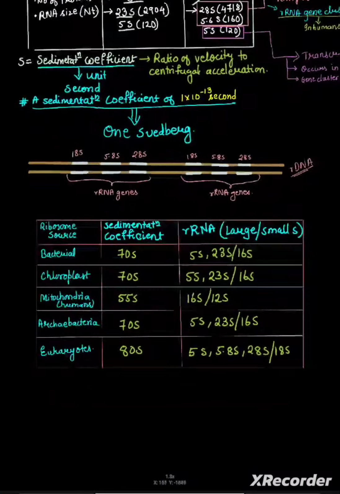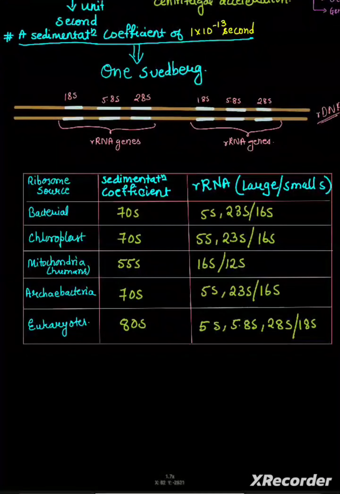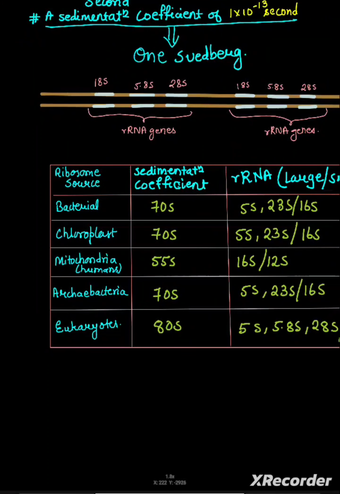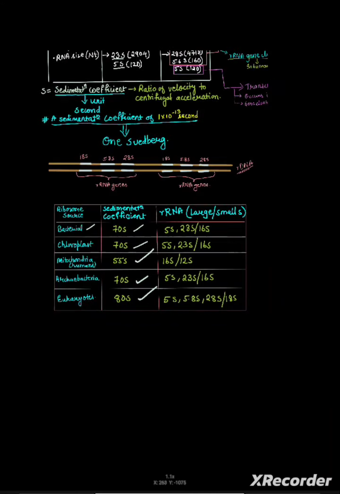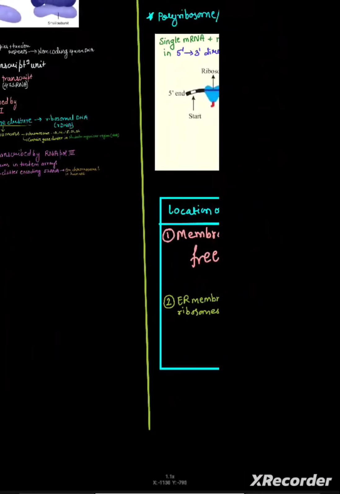Moving ahead, this is just a table. So, the ribosome source. For example, ribosomes in bacteria are of 70S type, and chloroplast ribosomes are also 70S type. This is the rRNA with the sedimentation coefficient. You will find the rRNA size. Mitochondrial ribosome is 55S, while archaebacteria is 70S, like your bacteria. In eukaryotes, we have already seen. So this is the basic thing that we need to understand.